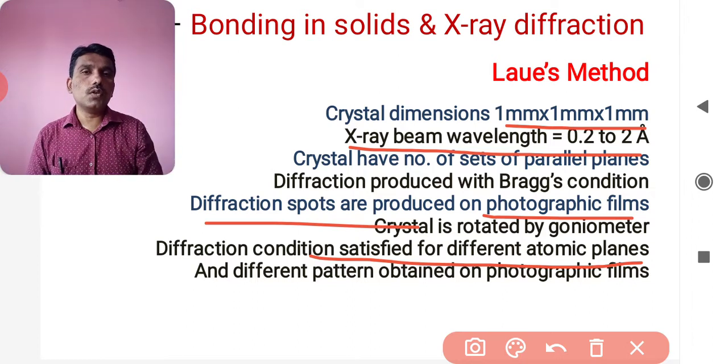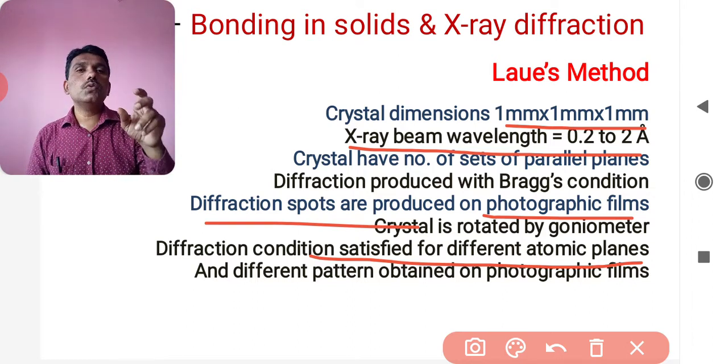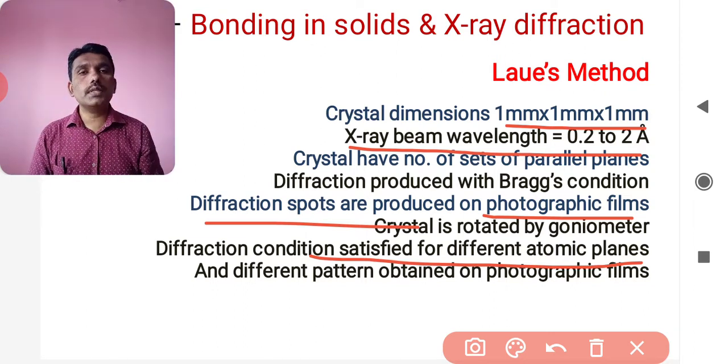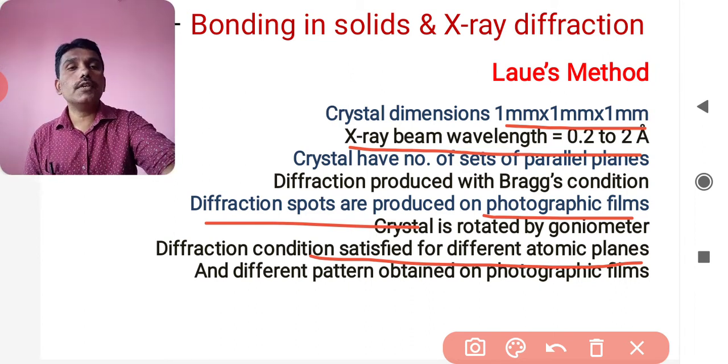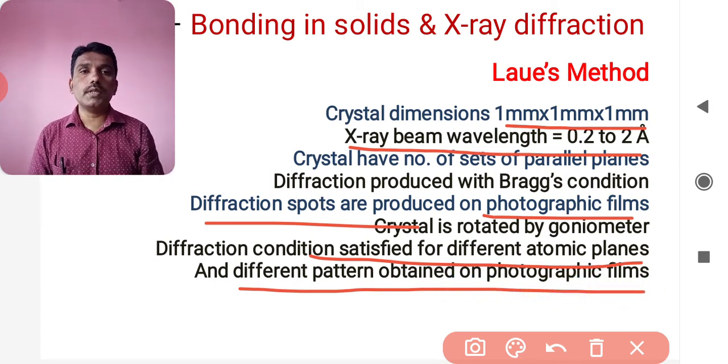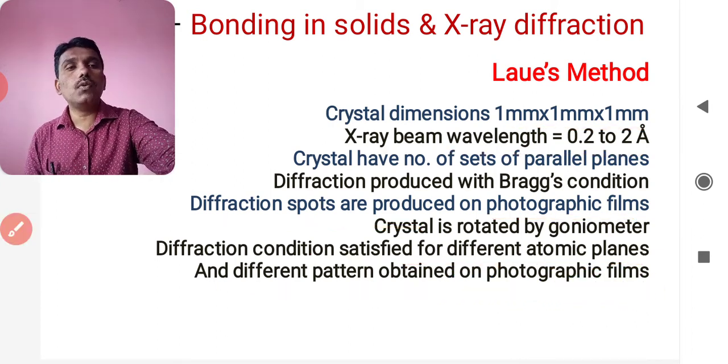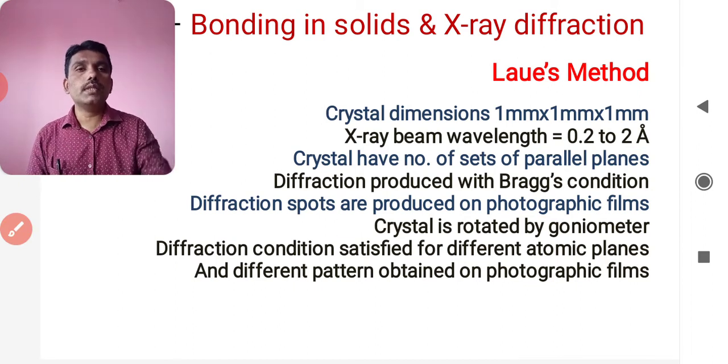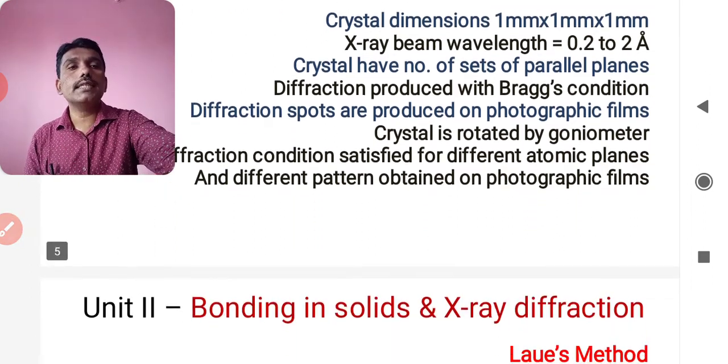and that gives the pattern on the film, showing what type of symmetry the crystal has. This is the diffraction pattern obtained on the photographic films, and from it you will find what exactly the patterns are or what type of unit cell there is.